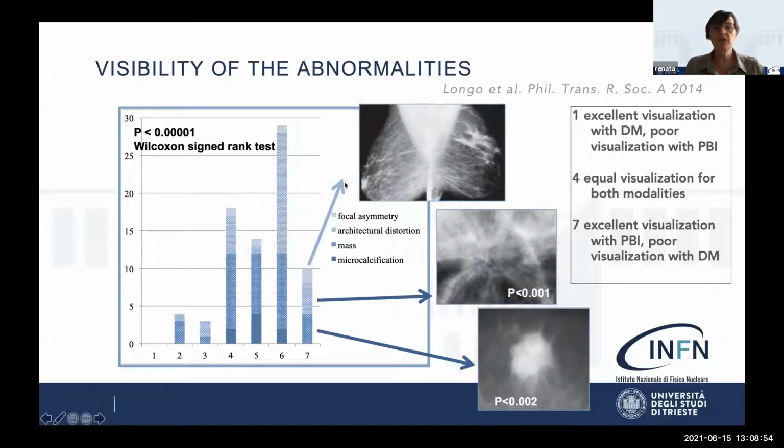Even if we perform a statistical analysis according to the subgroups, we have a significant improvement for architectural distortion and for masses. We have only a very limited number of patients including microcalcification, so we have no significant results, probably due to the small number of patients with microcalcification.